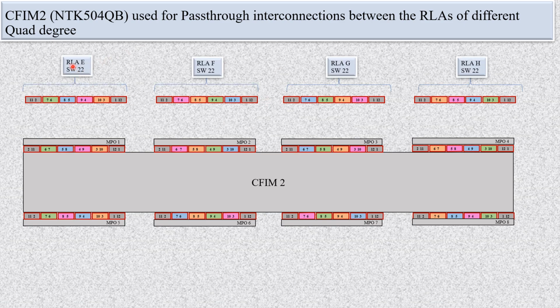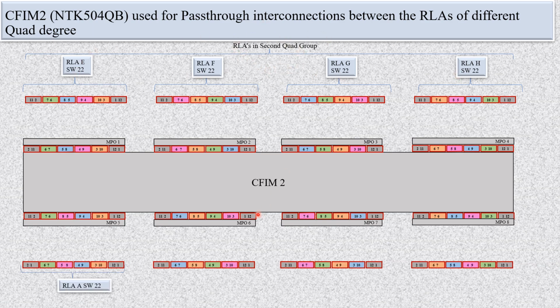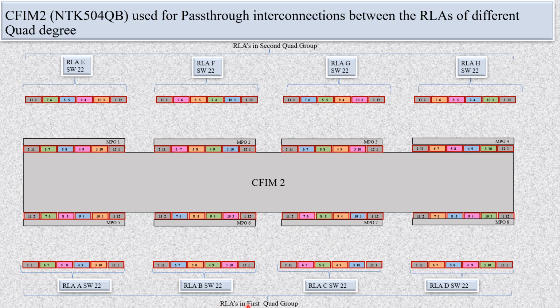here are the RLAs, these four RLAs of the second quad degree, or these four RLAs in the same quad degree. And you can see from MPO port 5, 6, 7, 8. Previously we used to connect MPO port 5, 6, 7, 8 with CCMDs. Now we will connect these MPO ports with another four RLAs of a different degree quad. So you can see this is the first quad group, this is the second quad group. It means these four RLAs are in one quad group and these four RLAs are in another quad group.